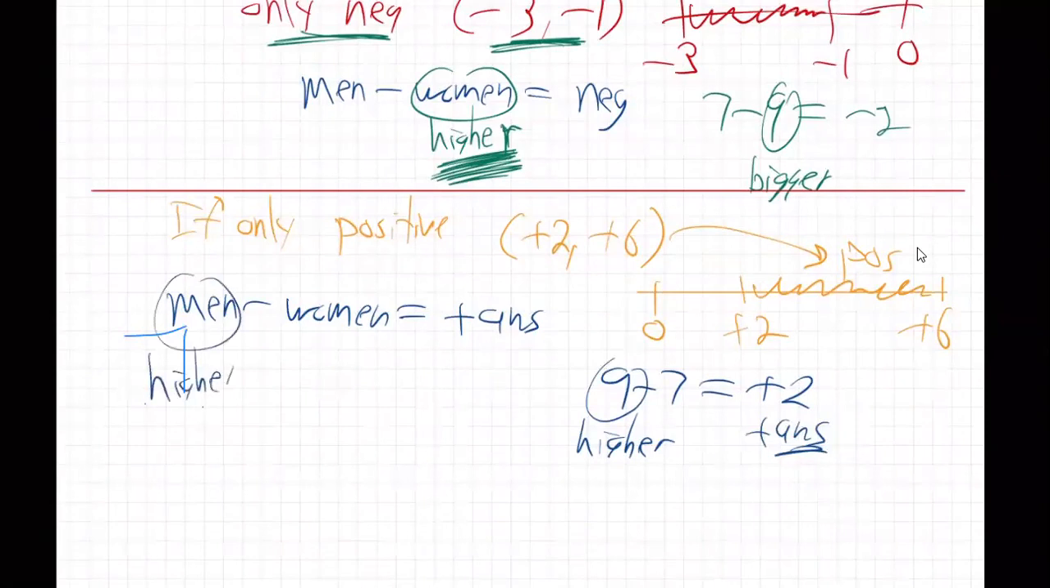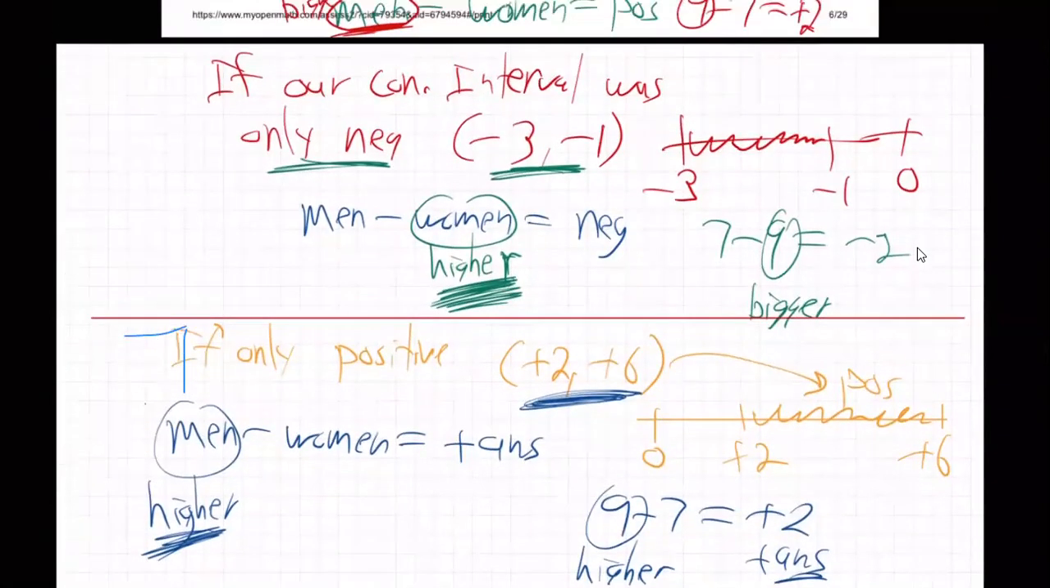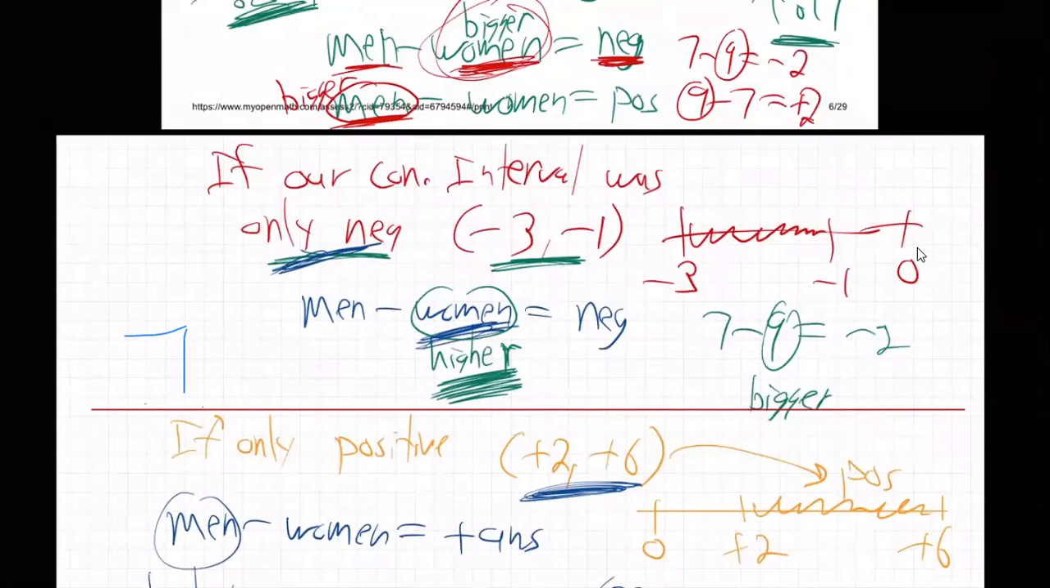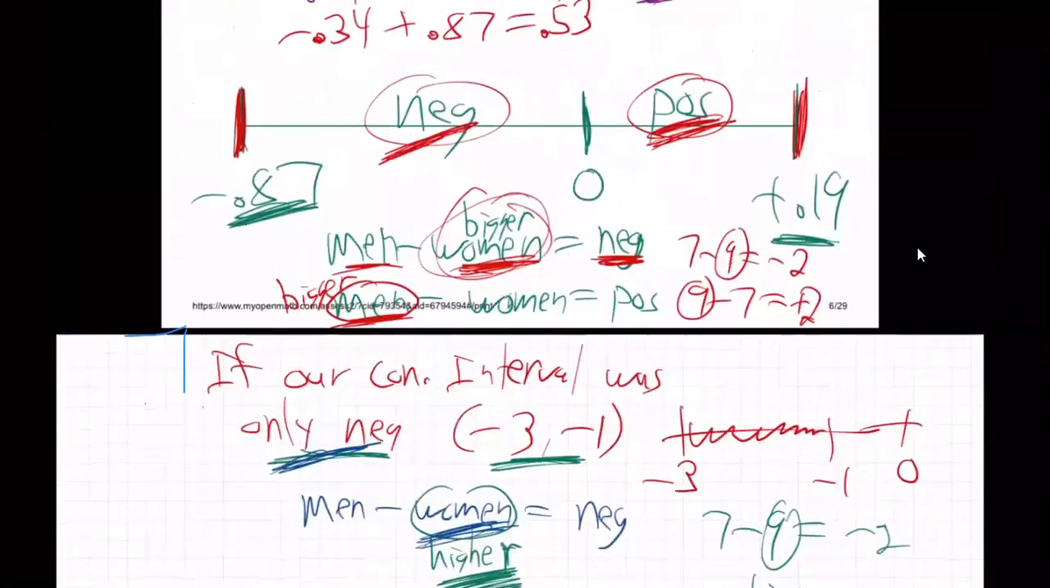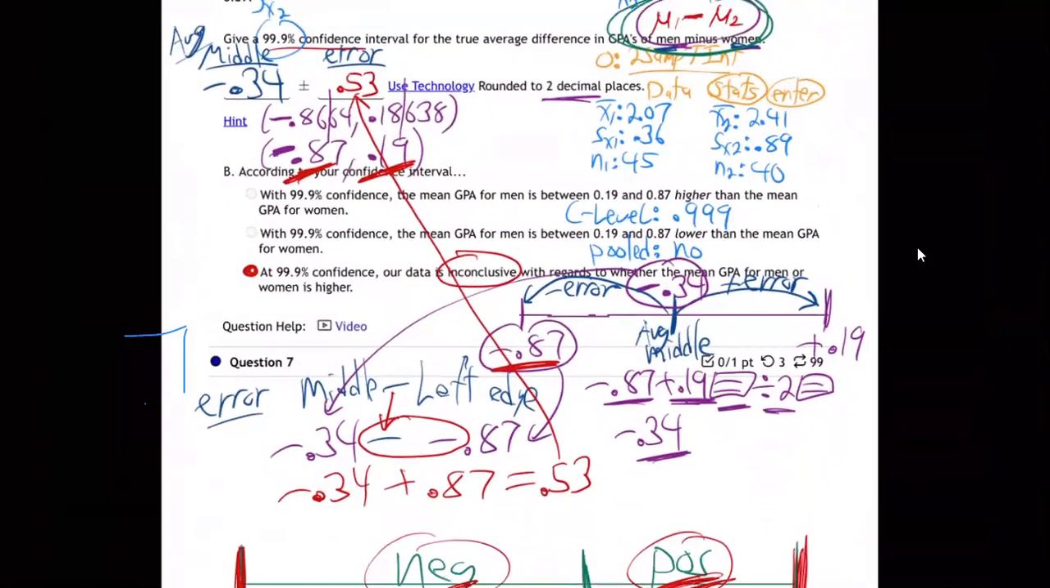So if we had gotten a confidence interval that was only positive, we would have said, oh, that tells us the men have got to be higher. And if we got a confidence interval that was only negative, then we said, oh, the women's got to be higher because that's the only way to get negative is when you subtract two things, the second number's higher. But if we happen to get a confidence interval, right? What was our confidence interval? Back up here. It's right here. It had negative and positive. So ours is inconclusive.